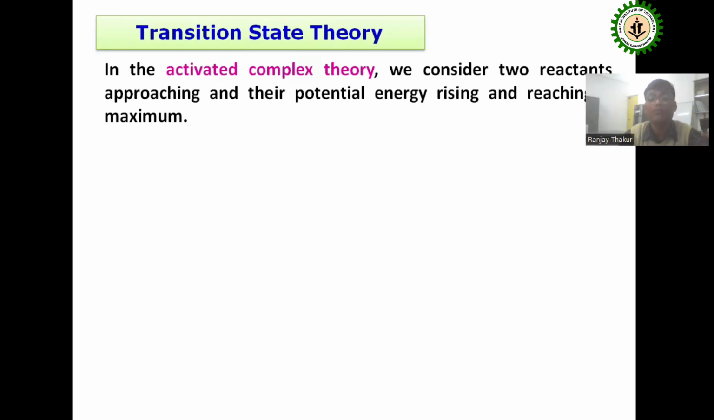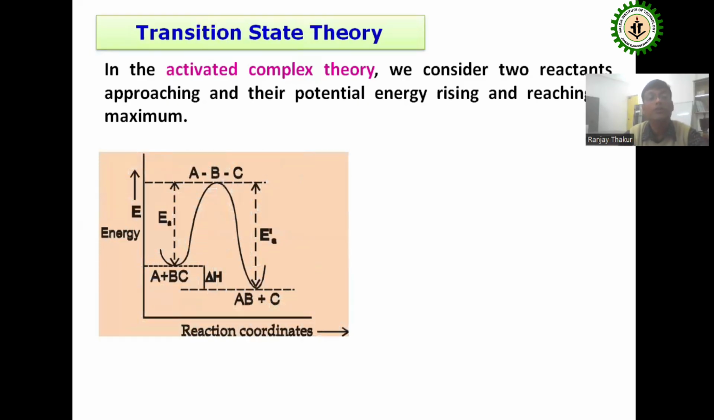In the activated complex theory, we consider two reactants approaching and their potential energy rising and reaching a maximum. If you see this graph, with reaction coordinates on the x-axis and the energy level on the y-axis, suppose in any reaction one reactant is A and another reactant is BC. A reacts with BC, giving product AB and C.